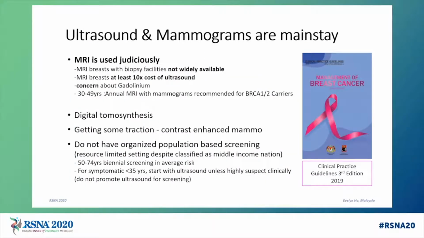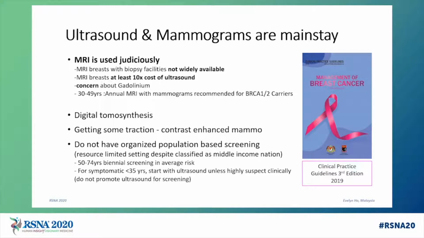Ultrasound and mammograms form the mainstay of breast imaging investigations. We do not recommend ultrasound for screening, even in young patients, but it is the first investigation of choice for symptomatic women 35 years or younger, unless clinically suspicious. MRI is used judiciously because of availability, cost, and gadolinium concerns. MRI is present in many government and private centers, but breast MRI services, especially biopsy facilities, are relatively few.